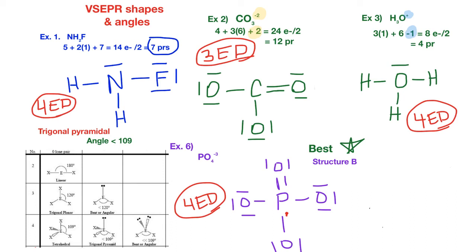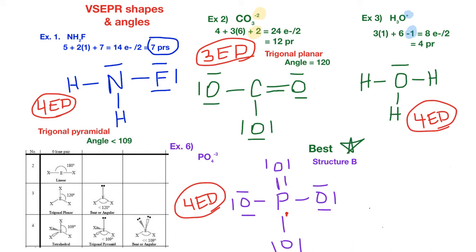So now let's use the table again to try to figure out what's the next shape. For example 2, remember we have 3 electron domains. So which one of these does it match? Right, it would be trigonal planar, and that's an angle of what? 120, right? There's no lone pair, so don't put less than. It would just be trigonal planar, angle 120 degrees.